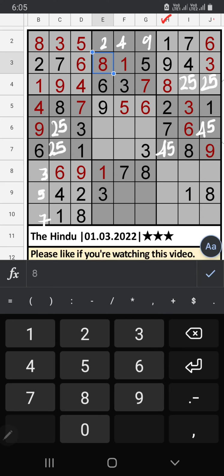Column H and column J, we have 9. 8th row, we have 9. So 9 can't come in these cells. The 9 is confirmed here. Column I, only 2 numbers are remaining, 2 and 5. It will come in any one of the cells, we will confirm later. 8th row and 10th row.